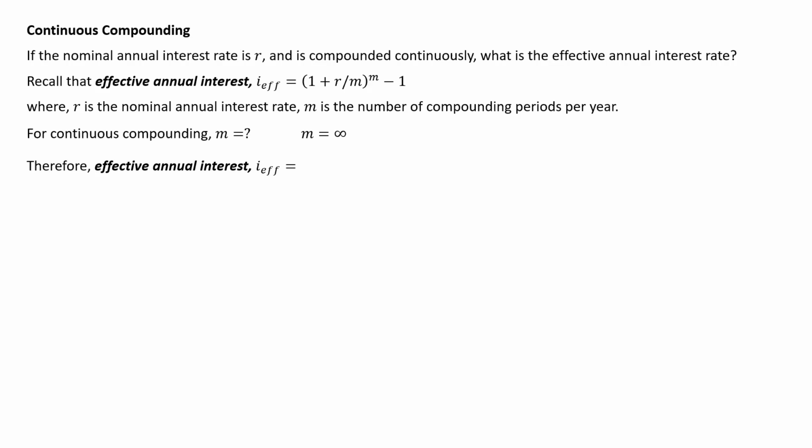So how do we find this? Calculus. What? Yep, calculus 1. What? Limit. Oh, that stupid limit again. Yes, I know. So limit as m approaches infinity. That is how you find it. So limit as m approaches infinity of (1 plus r over m) to the m minus 1.